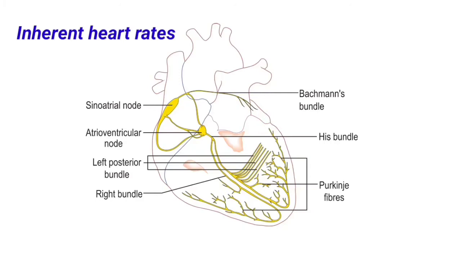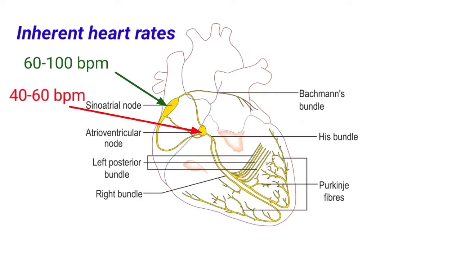Inherent heart rates are the heart rates that are generated depending on which cardiac cell sends an impulse. If the impulse starts from the SA node and goes all the way to the Purkinje fibers, this will generate a heart rate of 60 to 100 beats per minute, which is the normal heart rate. However, if the SA node fails, then the AV node will generate its own impulse, and this will give us a heart rate between 40 to 60 beats per minute.